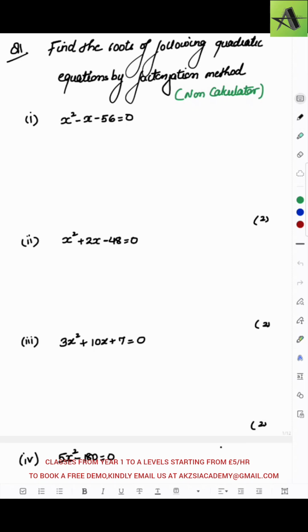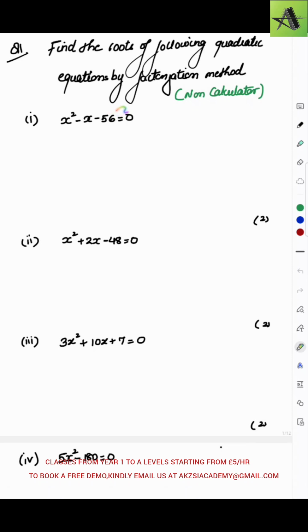Factorization method is basically asked in the non-calculator paper. So here you just have to find the factors, and there's a short trick for finding them. You have to find two numbers whose product should be equal to the last one, or we can say c. If I compare this equation with the standard equation of a quadratic, ax squared plus bx plus c, a is 1, b is -1, and c is -56.